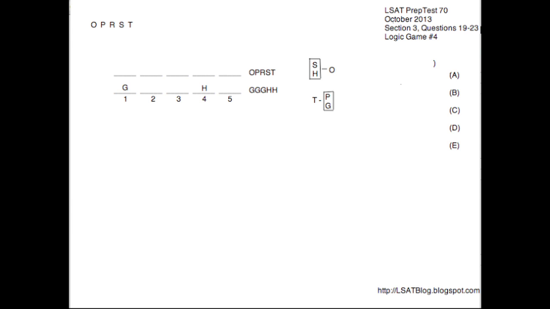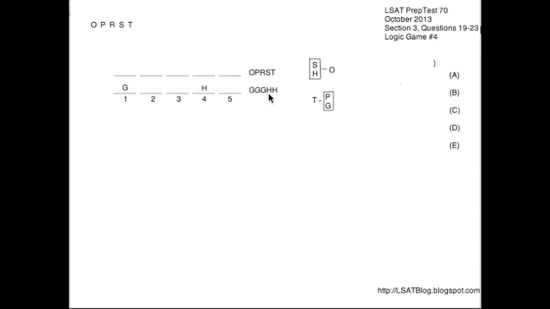So 2 different rows of 5 spaces each is how I would lay it out. I've laid out some simple rules on the diagram here, and I'll explain all of those. We know that the first lecture is in G, so I put down G on 1. The fourth is in H, so I put H on 4. We have 3 lectures in G, which means we have 2 in H because there are 5 total.